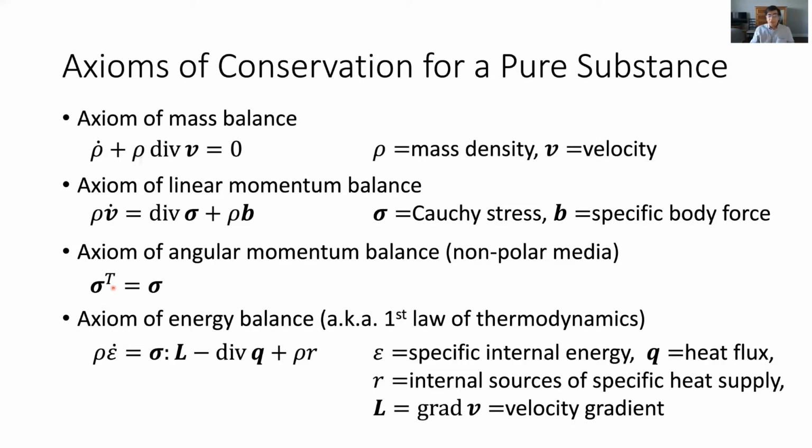The axiom of energy balance, which is also known as the first law of thermodynamics, is given in this form. And let me spend a little extra time here. So epsilon is the specific internal energy, so internal energy per mass. Q is the heat flux, it's a vector. R is an important variable. It's an internal source of specific heat supply. So it's an internal source of heat generation for phenomena that you haven't modeled explicitly.